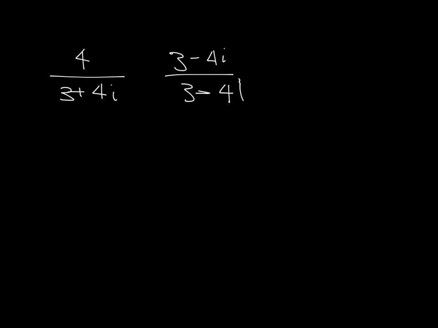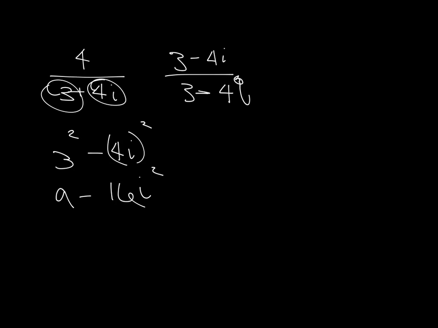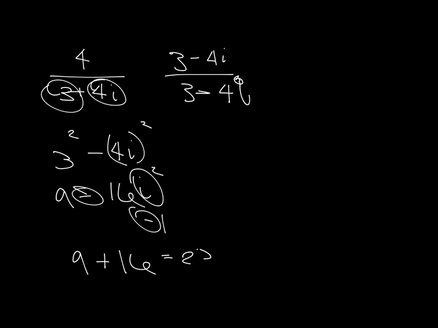But I do want to look at what we do when we have something like 3 plus 4i in the denominator. It's just like having a radical. You can't have a radical in the denominator. We can't have an i in the denominator. So we multiply top and bottom by the conjugate. And it ends up being this number squared minus this number squared. Okay, so that's a 9, and this becomes a 16i squared, and the i squared is actually a negative 1, so we get 9 plus 16 equals 25 for our denominator when we multiply by the conjugate.